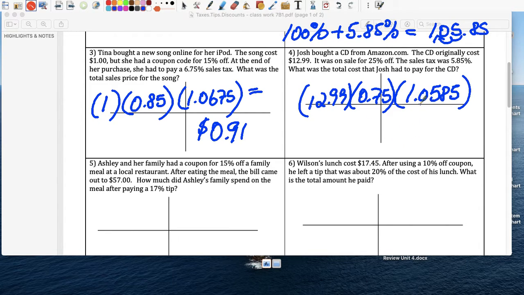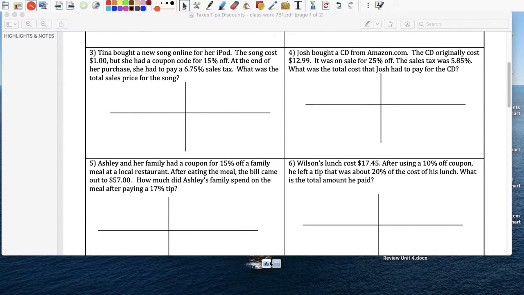Ooh, really? No. I multiplied something wrong. 12.99 times 0.75 times 1.0585, better. $10.31 would be our final price.